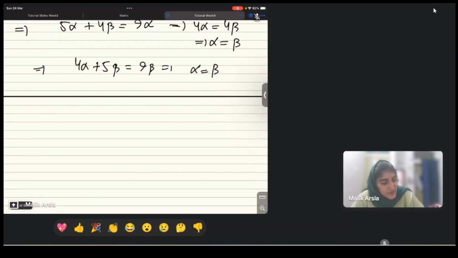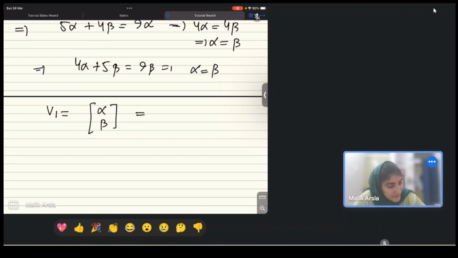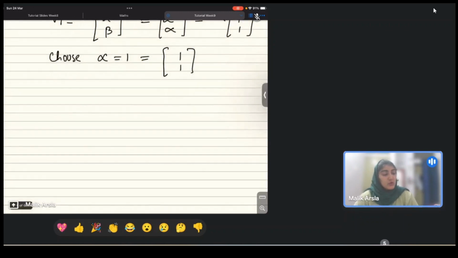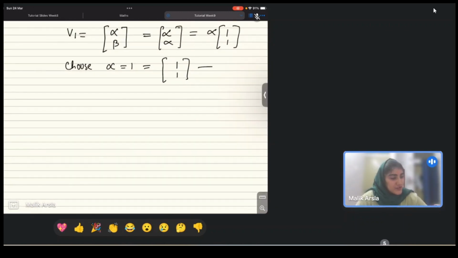So what is our first eigenvector? It is alpha, beta, which we can write as alpha, alpha, that is alpha into 1, 1. And we can put alpha as anything. I will choose alpha equal to 1. There is nothing new in this. You have done these things already. Now choosing alpha equal to 1, we get our first vector, which is the V1 vector.